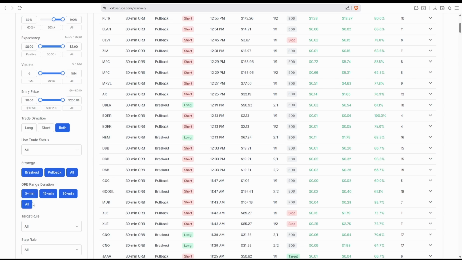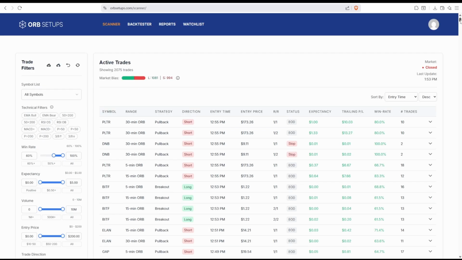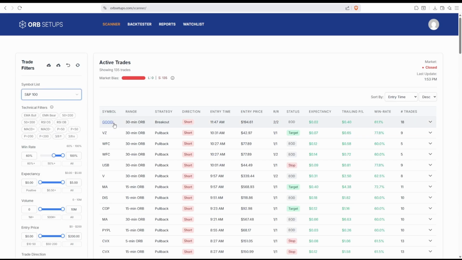Now using that, I'm going to click all for our duration, but for our trade direction, I'm going to focus on the shorts. Now, how do you know which of these 2,075 setups you want to take? I filtered down to shorts, which takes us to 994 setups, but that's still an awful lot of setups. The easiest way is to start with filtering down your watch list. This gives you some quality stocks that you actually want to focus on, that you like to trade.